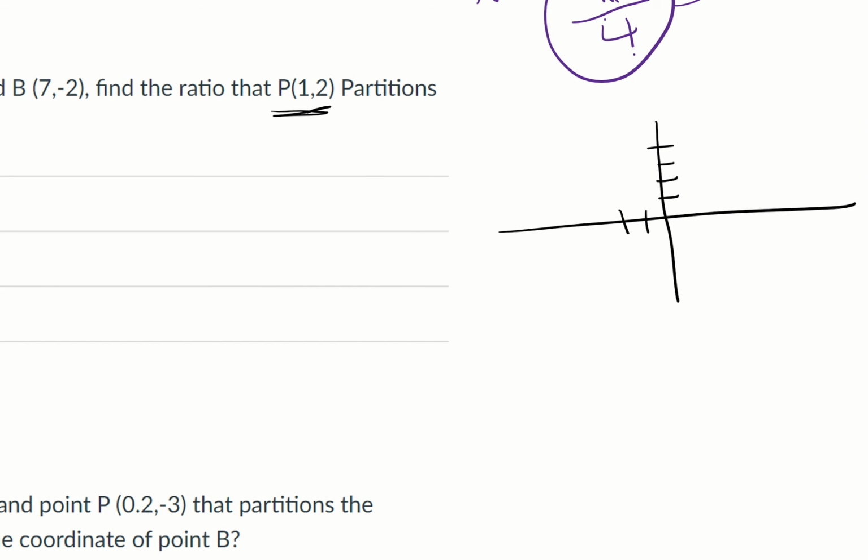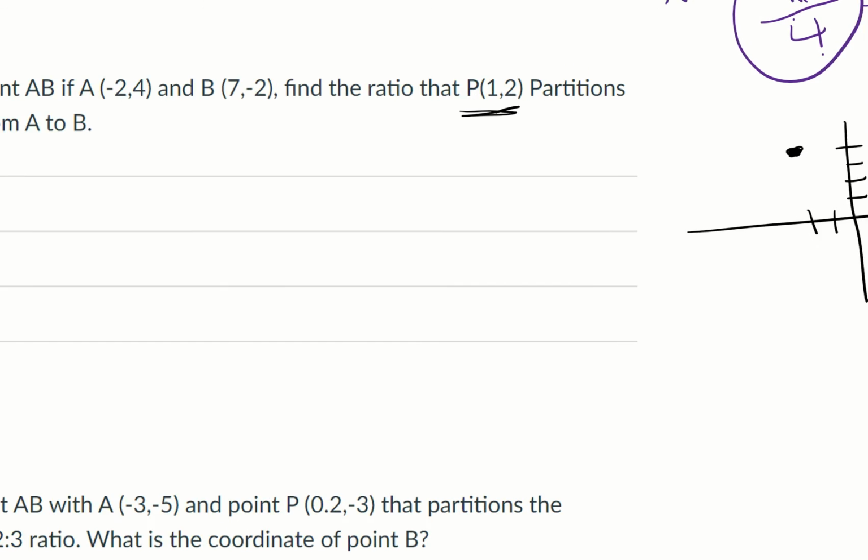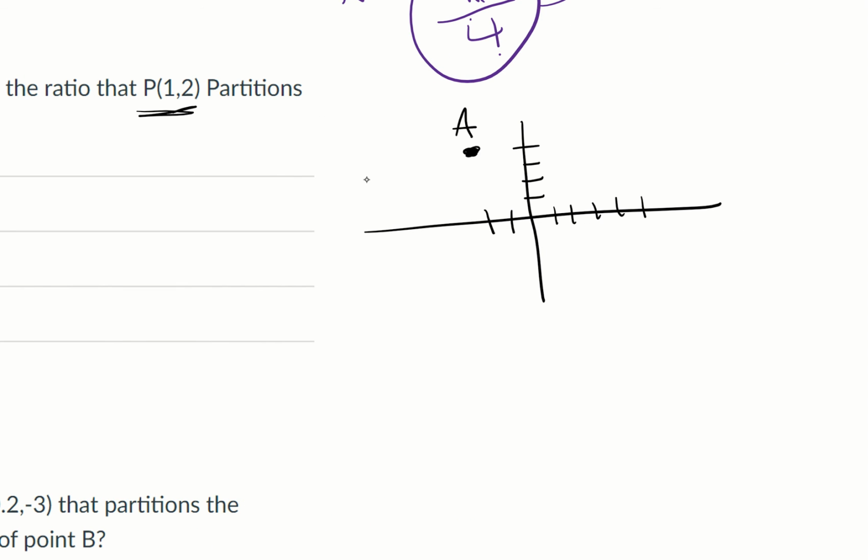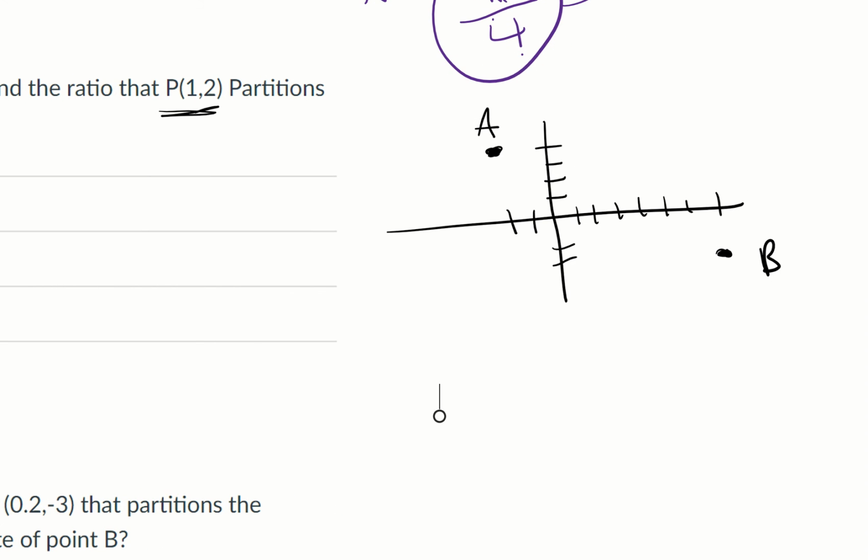1, 2, 3, 4. So that's A. And B is 7, -2. 1, 2, 3, 4, 5, 6, 7, 1, 2. So B is somewhere around there, okay? It's just an estimate. And P is 1, 2. So this is P. And there's my line segment. So P is definitely not cutting this in half. So it's not a 1-to-1 ratio. It's 1 and then something else, okay?